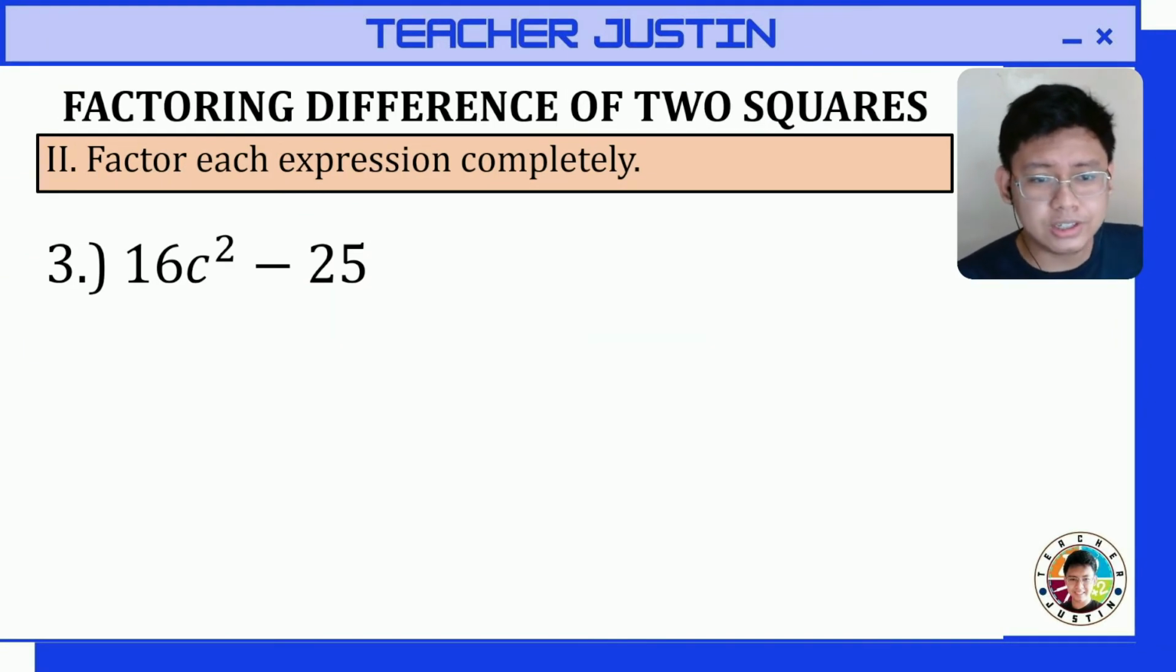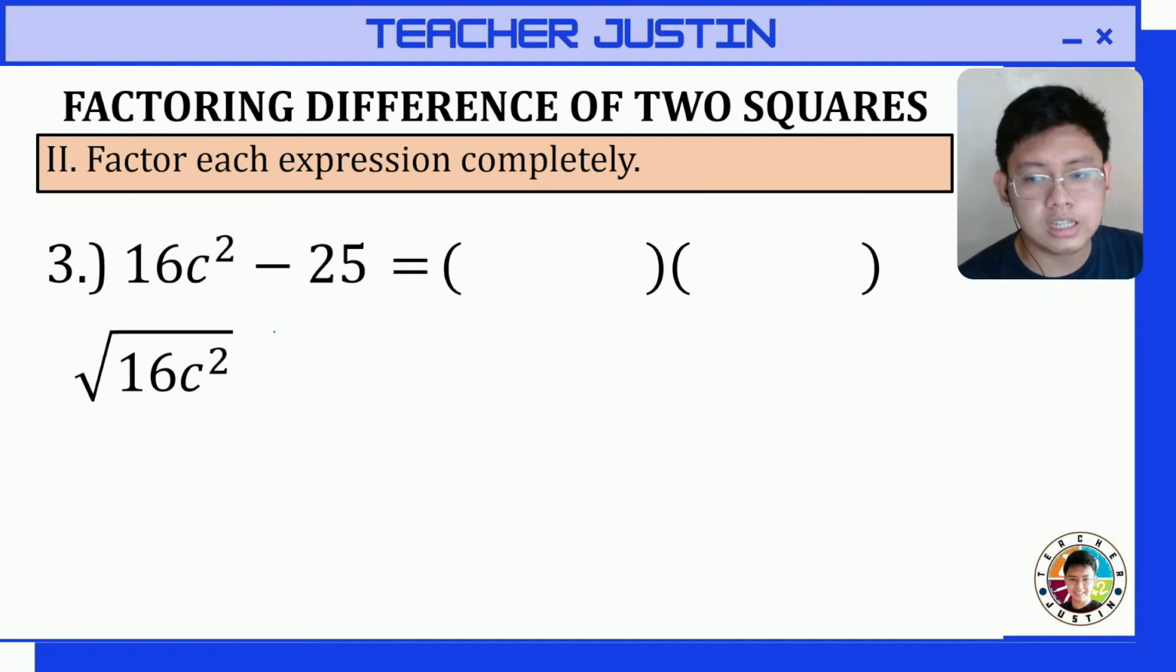Okay, let's proceed to our third item. So, let's factor 16c squared minus 25. In factoring difference of two squares, our first step is for us to prepare two groups. So, handa na natin yung dalawang groups natin. Okay? Then, let's get the square root of the first term, which is 16c squared.